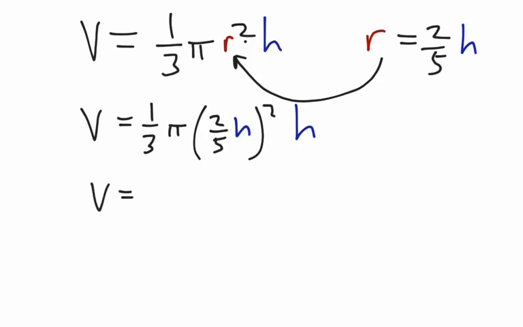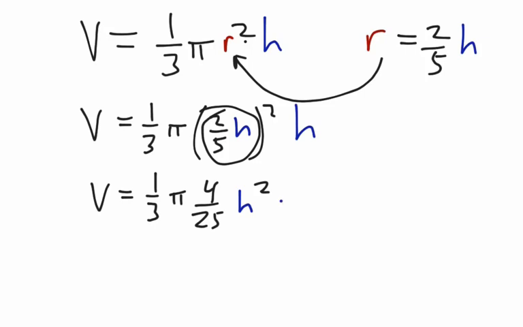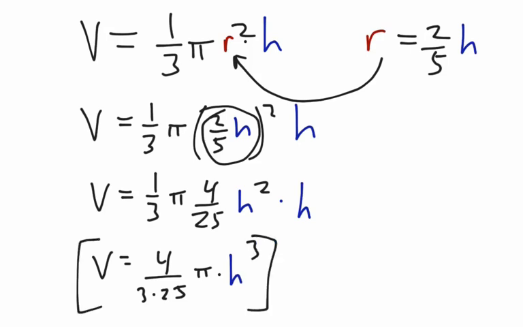So, moving on. 1/3 pi times 2/5 h squared is the same as 2 squared, 4, over 5 squared, 25, times h squared, which is, don't worry about it, h squared. And then h is h, and now we can simplify again. No derivatives yet. Actually, let's simplify our fractions. So we have 4 over 3 times 25. You don't even have to simplify that for, well, you'll see why in a second. Times h cubed.